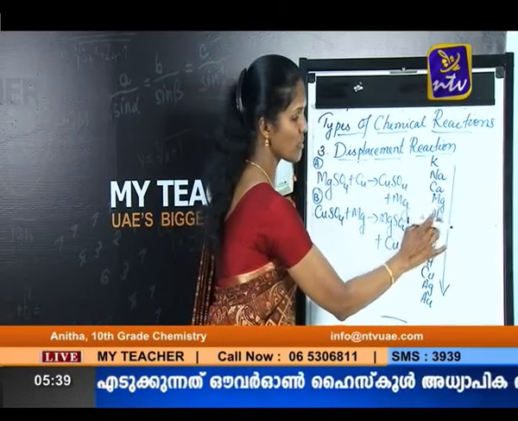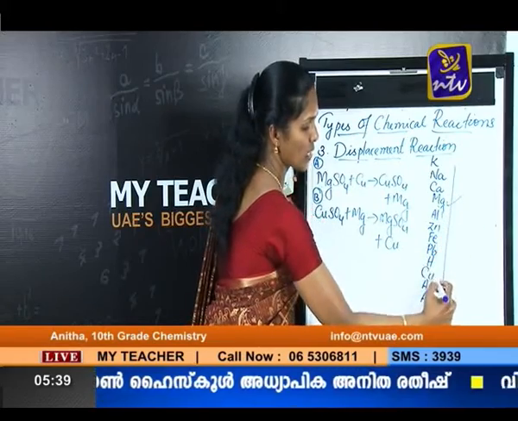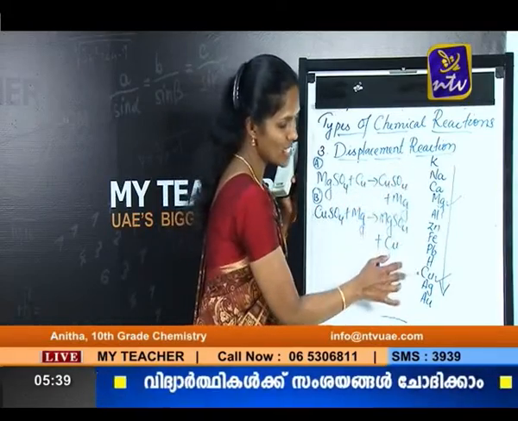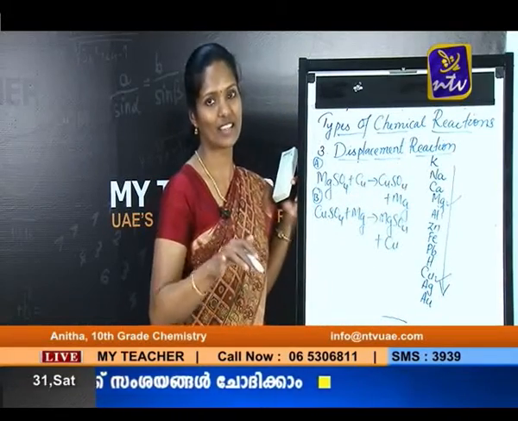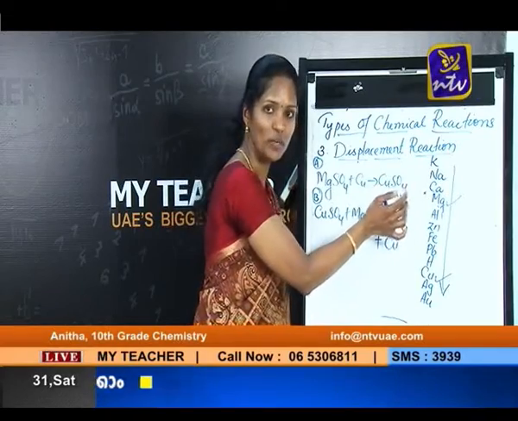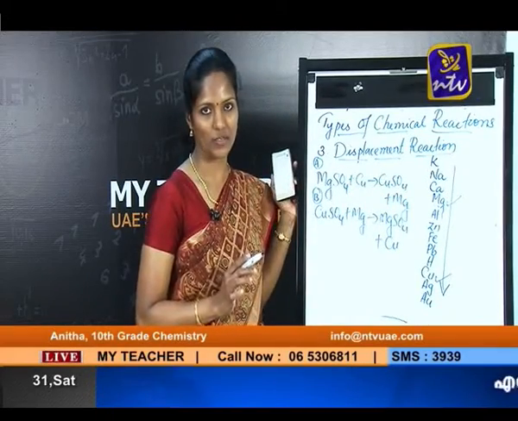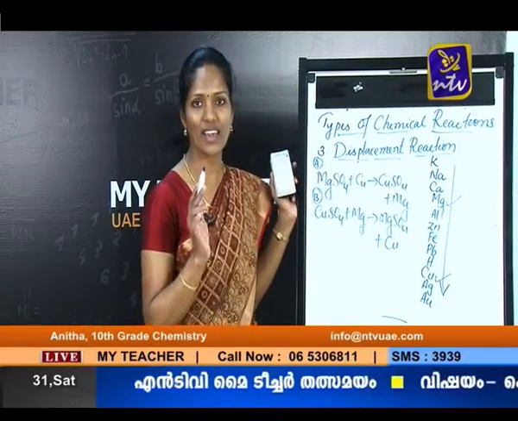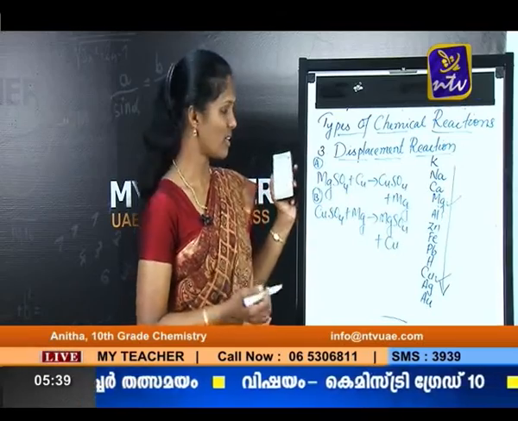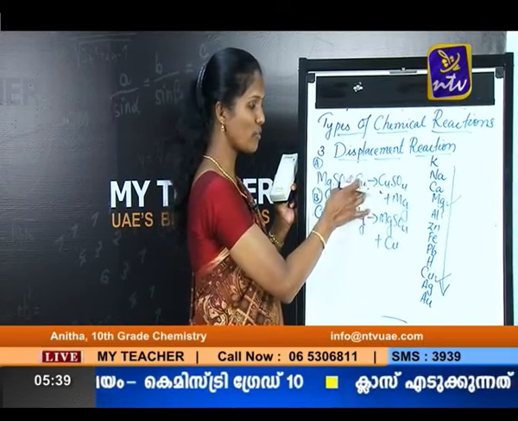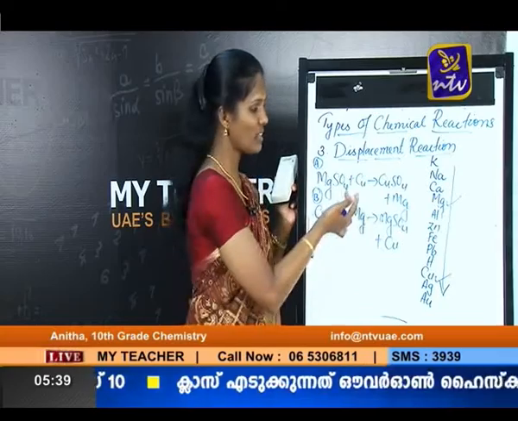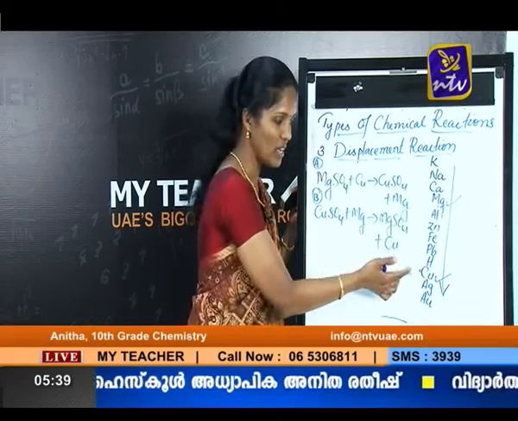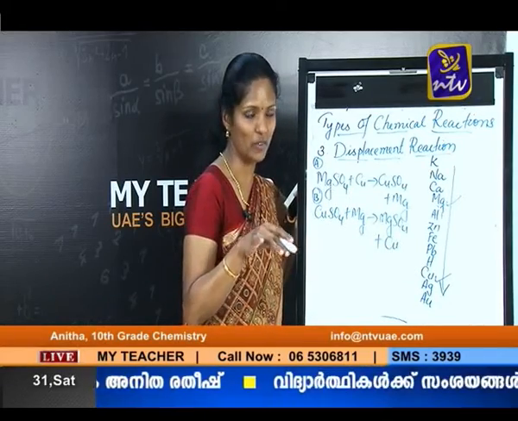So, the magnesium is here and copper is here. The metal which is down is less reactive, and the metal which is on the top is more reactive. A less reactive metal cannot displace a highly reactive metal. Here copper is a free metal and its position in the reactivity series is down. That means copper is less reactive.